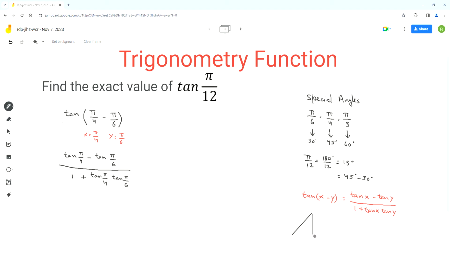So this will be the special triangle for pi over 4. It's a right angle triangle: 1, 1 and square root of 2. And then the other special triangle for pi over 6 is this one. So this is pi over 6 and this is 1, square root of 3 and 2. Now we know that the formula for tan as per SOHCAHTOA is opposite over adjacent.